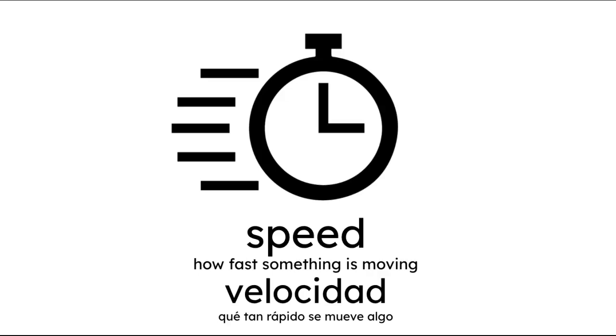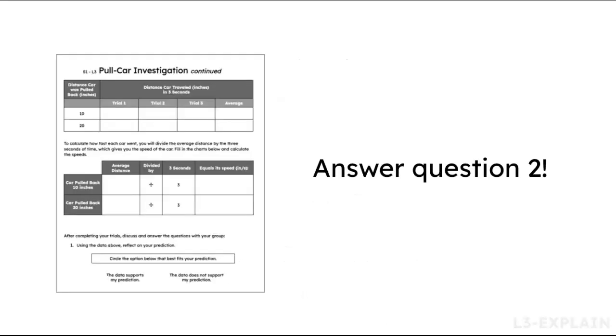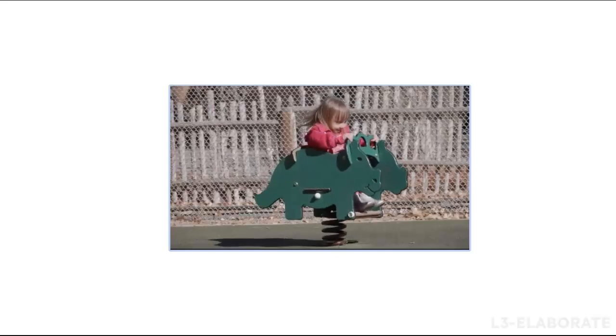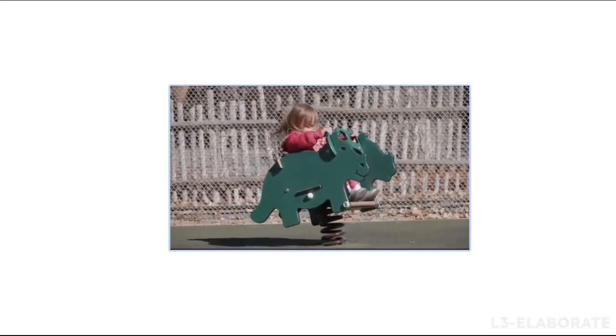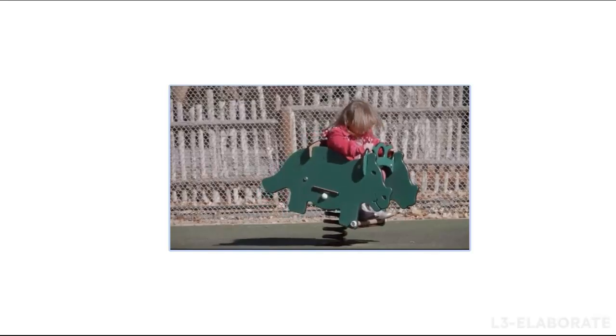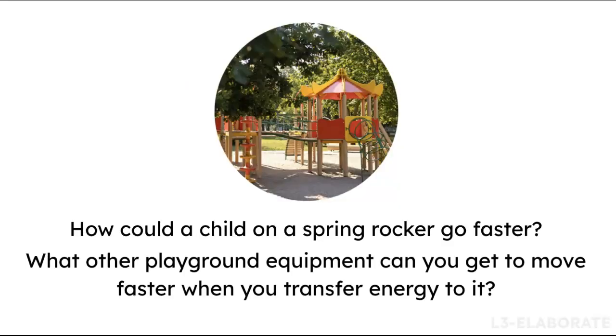And you'll post the speed vocabulary card. You'll also have students continue the Pull Car Investigation Student Journal page. For the Elaborate portion, you'll revisit the video of a child playing on a spring rocker. And complete the summary chart discussion by asking students questions about energy transfer on the playground.